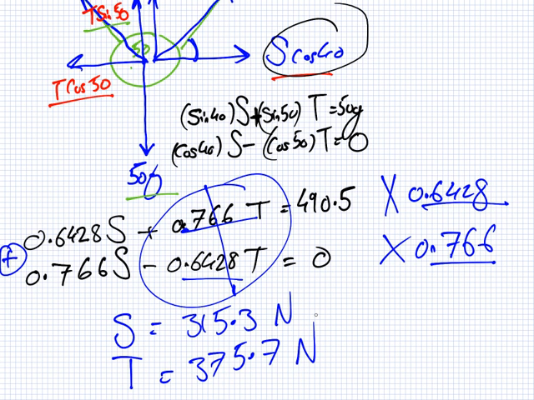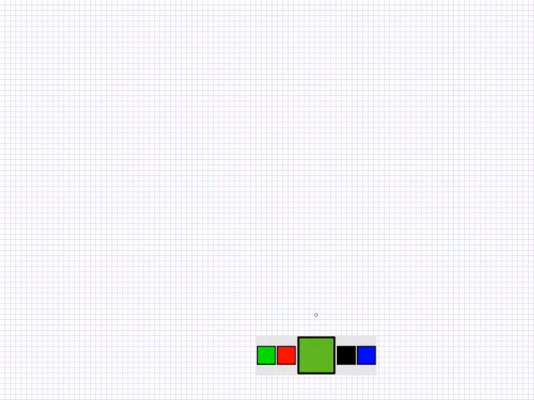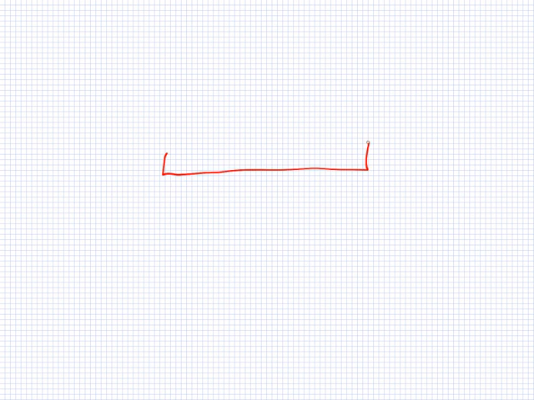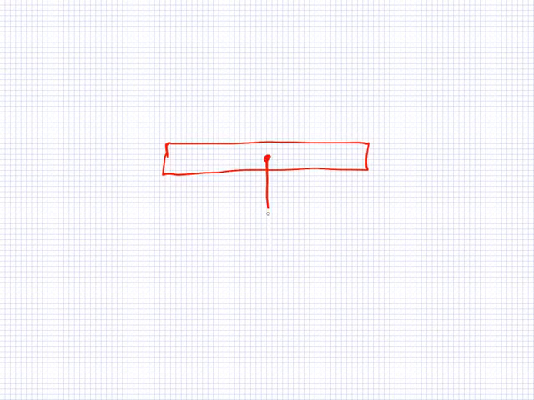Yes. So this is the one you got, Grace. You understood it. A 12 kilogram rod of length 1 meter is hung by means of 2 1-meter strings. Each string is attached to one end of the rod, and the free ends are attached to the same point on the ceiling. So what's happening here? You've got your 1 meter rod. What's the mass of it? 12. So there's a 12G here. And there's 2 strings attaching it to the ceiling.